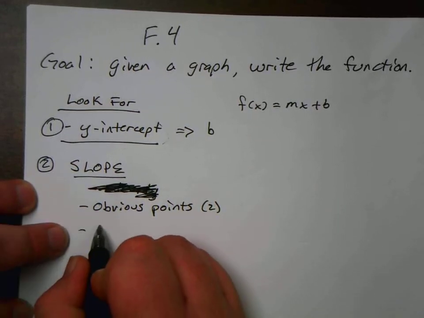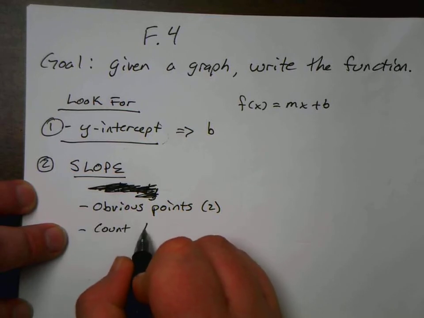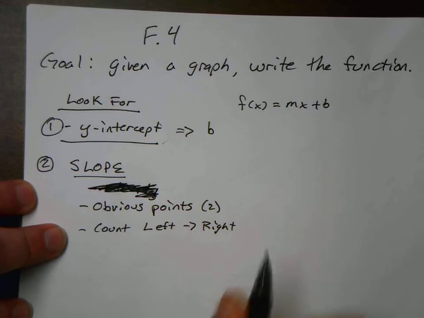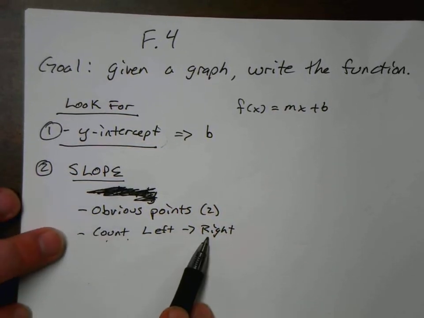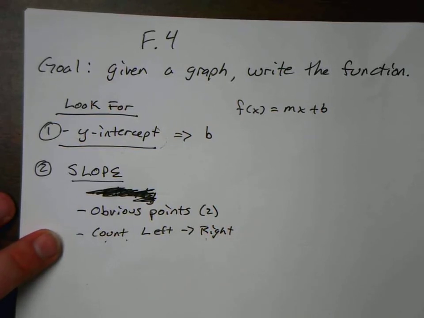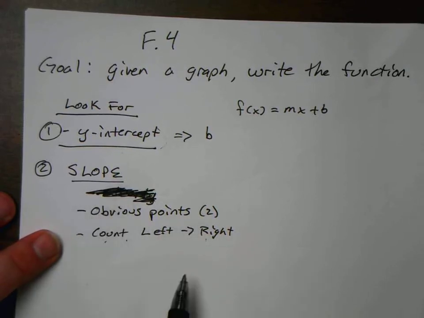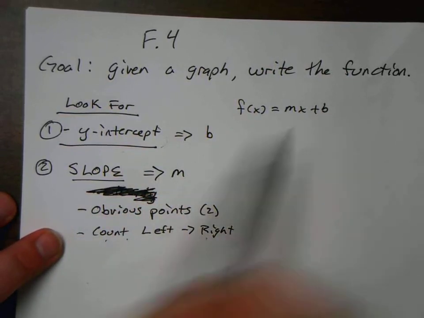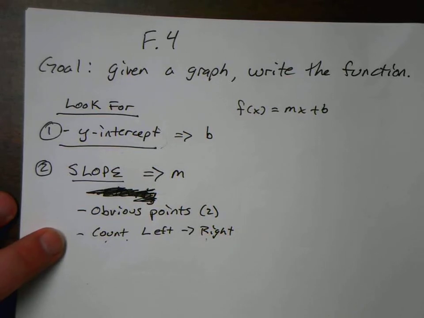And we want to count left to right. It's important that we go left to right. This ensures that we get positive and negatives correct. So we want to make sure that there's two obvious points and we're counting from left to right. I'm going to go over that here in just a moment. Now again, that slope is going to give us that m value that we need. Alright, so let's take a look at our very first example.